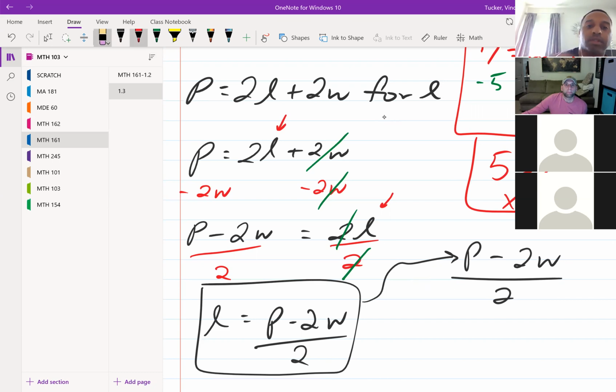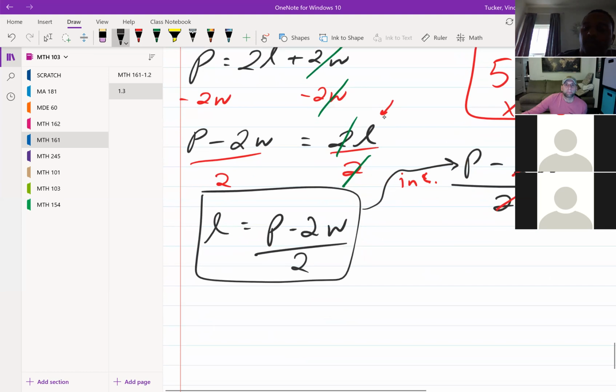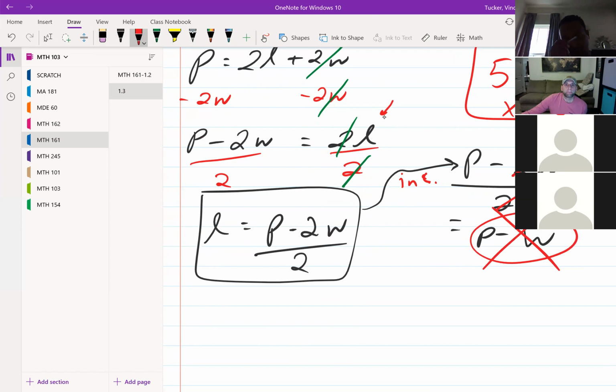Let me do this. Incorrect. So the incorrect way of simplifying P minus 2W over 2 is to cancel out these 2's and be left with P minus 2. P minus W, excuse me. So that is not going to work.